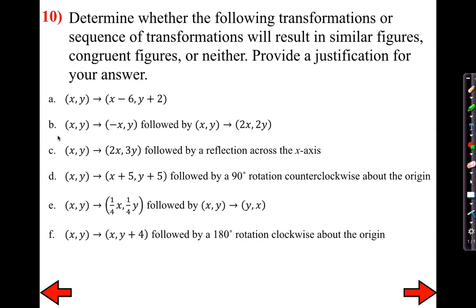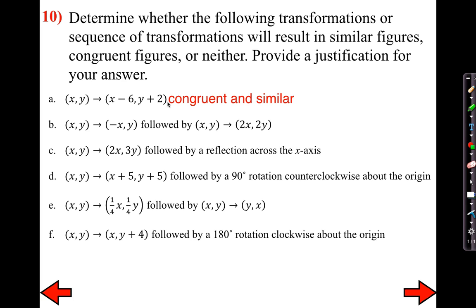So now it says here, determine whether the following transformation or sequence of transformations will result in similar figures, congruent figures, or neither. Provide a justification for your answer. First one, here it says, we're going to do x minus 6, y plus 2. First of all, I recognize that this is a translation, and you know that all translations will result in congruent figures because it is a rigid motion. So I'm going to go ahead and say that they're congruent.